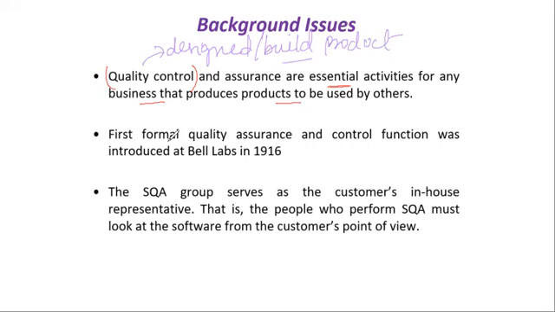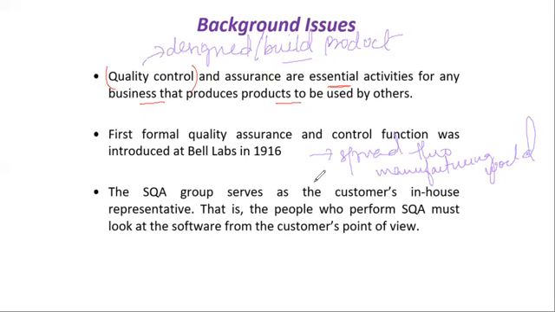Now, the first quality assurance and control function was introduced at Bell Labs in 1916, and after it was developed in 1916, it spread rapidly throughout the entire manufacturing world.